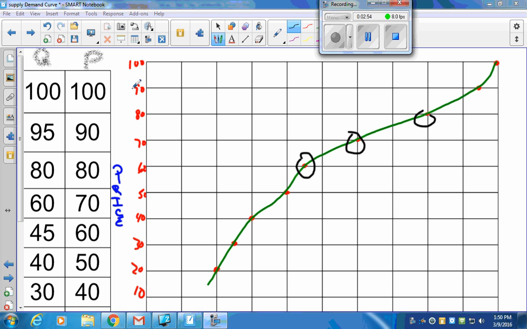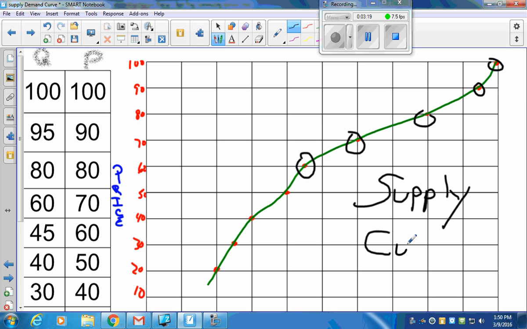This right here, 100, would be way up here. 95, 90 would be here. Again, as a company, the higher the price, the more likely we are to sell it. We like to make money, so the higher the price, the better. So we would chart that, and that alone would be called our supply curve. Just like that, we're all set.